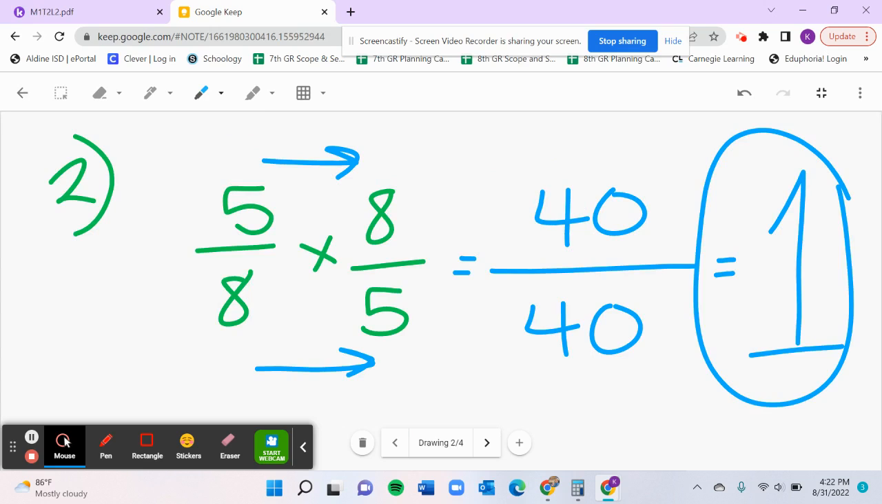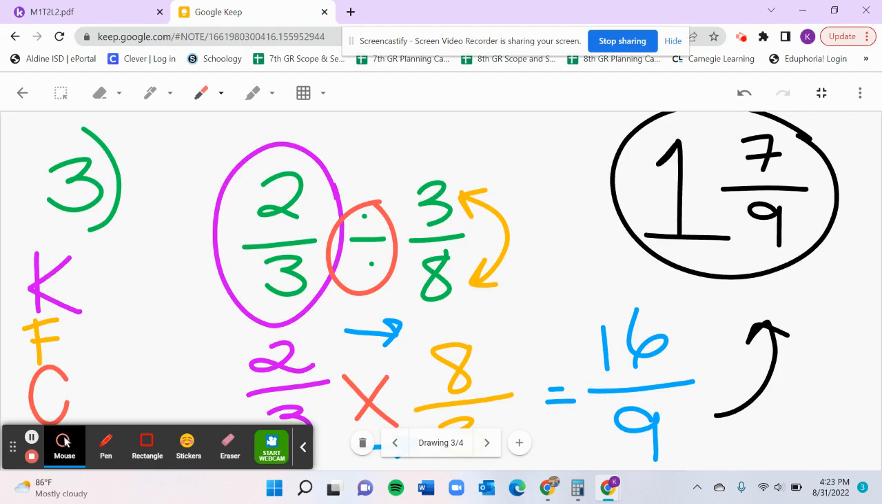Number 2, 5/8 times 8/5. When you multiply straight across the top and the bottom, you got 40 over 40, and that then simplifies to be 1 whole. Because remember, that fraction bar means division, so 40 divided by 40 would simply give you 1.